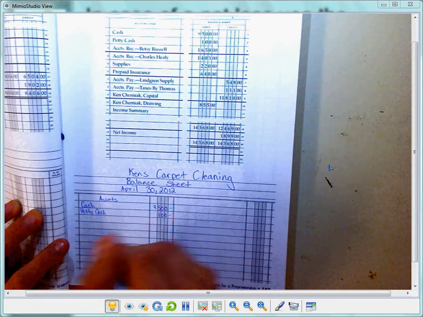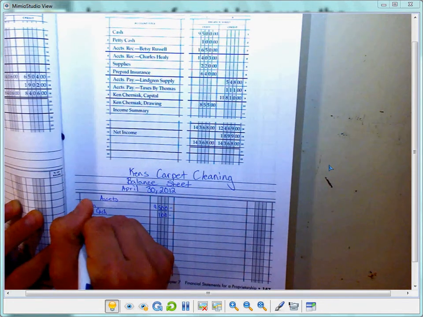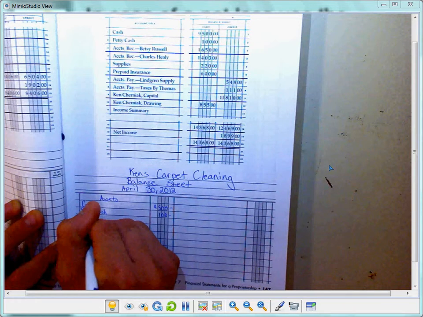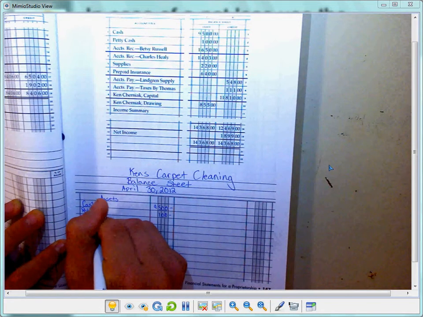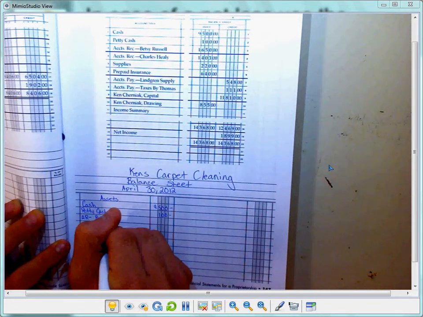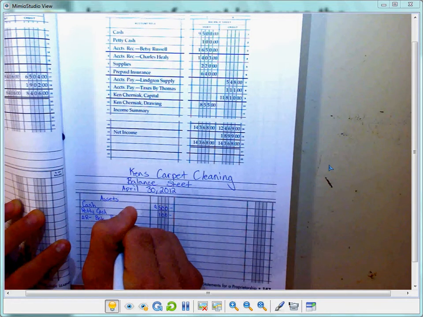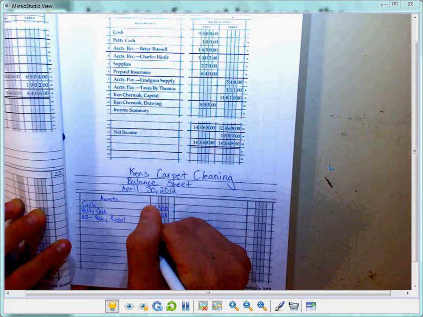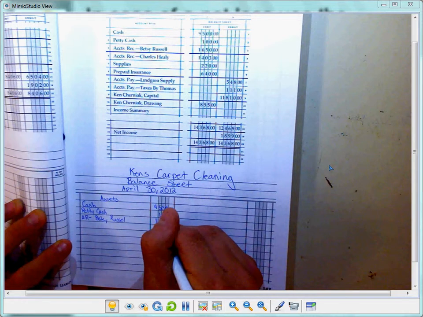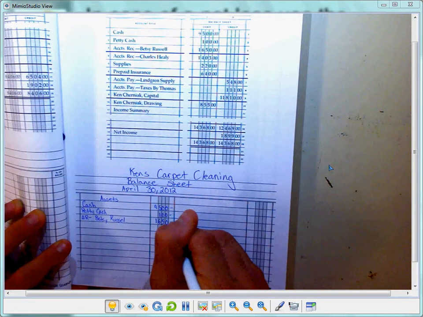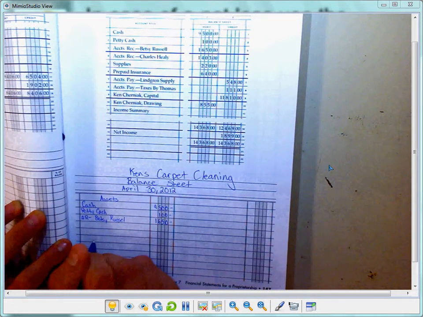Next line, AR dash Betsy Russell. There was a good name. He asked me out at church. Oh my. Yep, he asked you out at church. So the amount is $1,650.